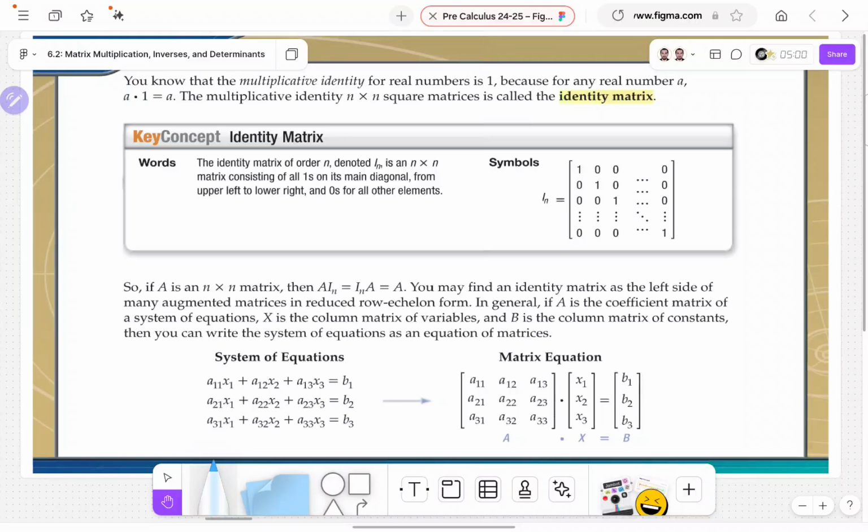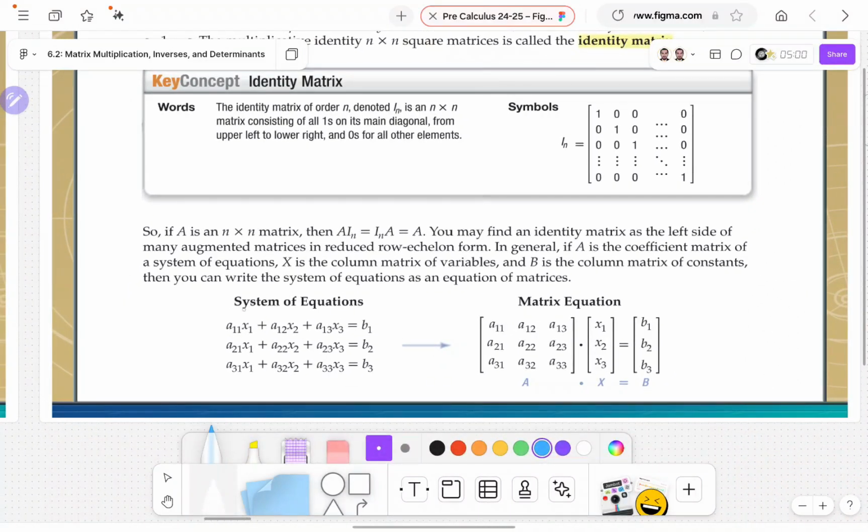Identify the matrix. Identifying the matrix is similar to what we did in 6.1, which means we need to write the augmented matrix. First step, we know that we need to write the augmented matrix. This one is represented by A.